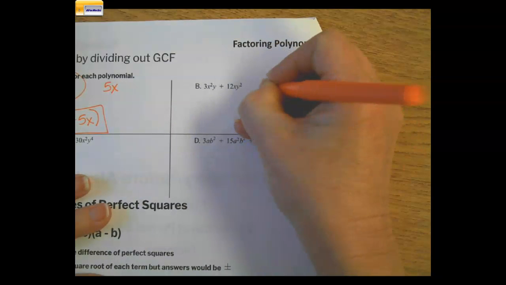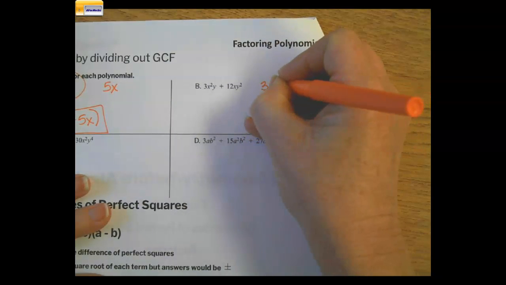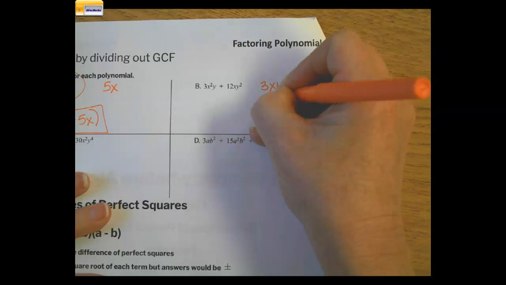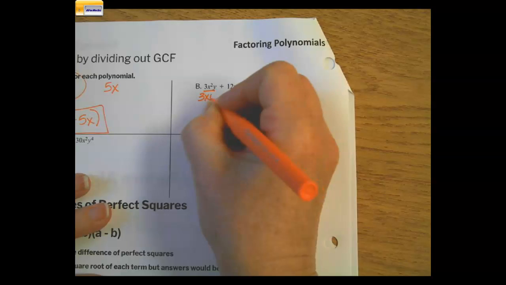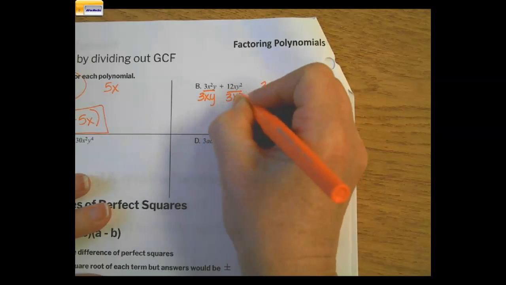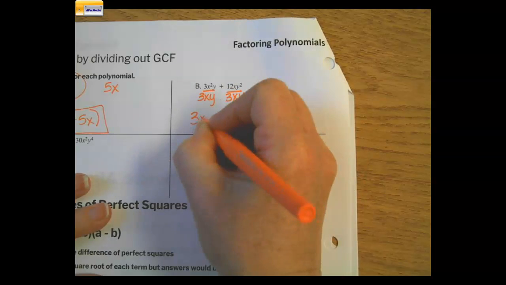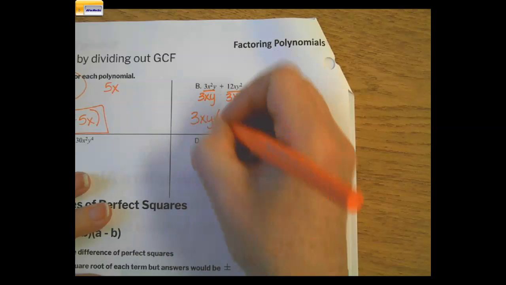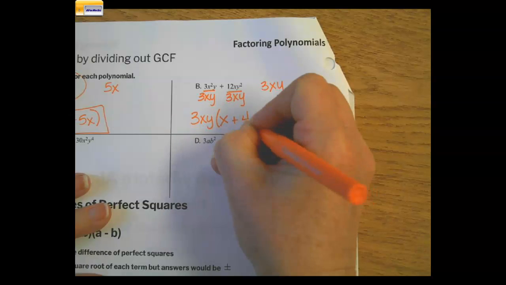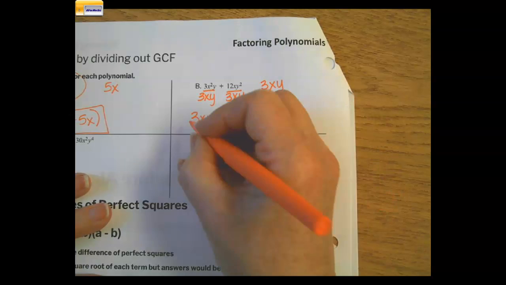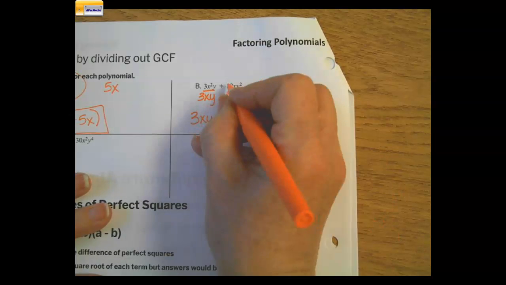Okay, next one, greatest common factor. 3. How many x's do they share? 1. How many y's do they share? 1. So I'm going to divide both of these out by 3xy. Take out the 3xy. What am I left with? An x there, and then here would be 4y. And again, I can redistribute it to get back to the original.